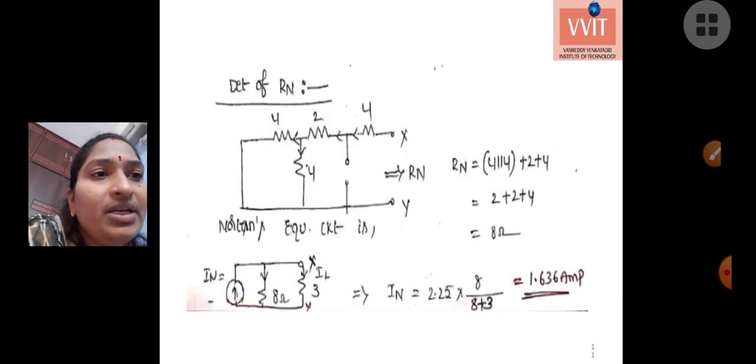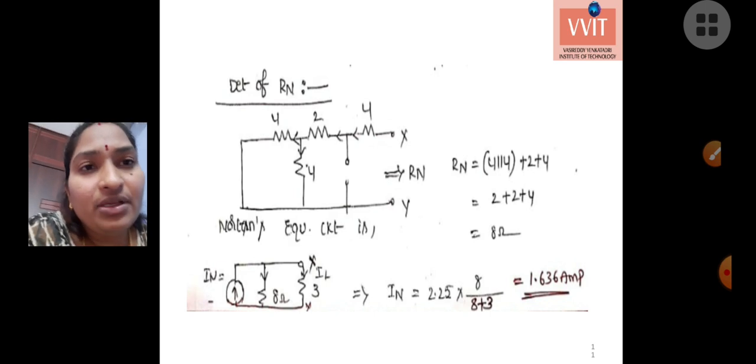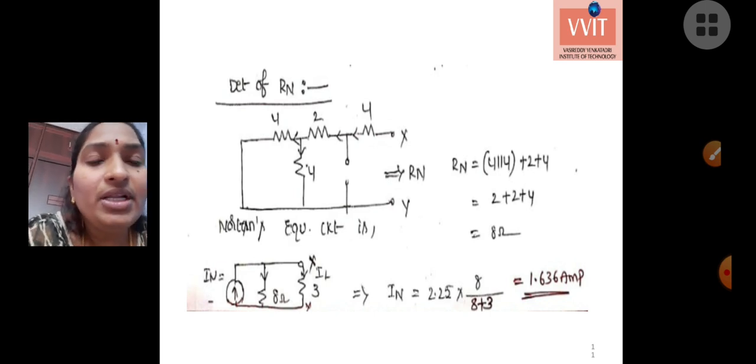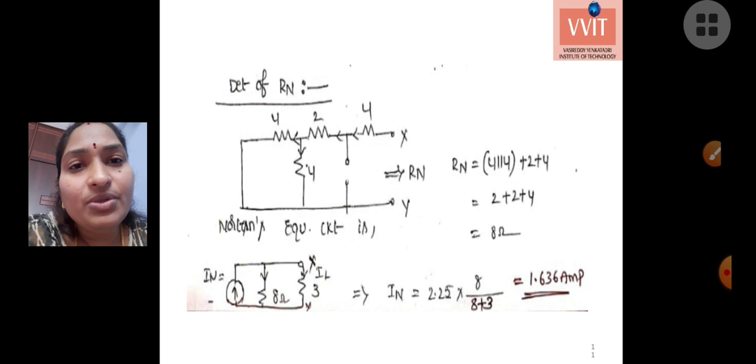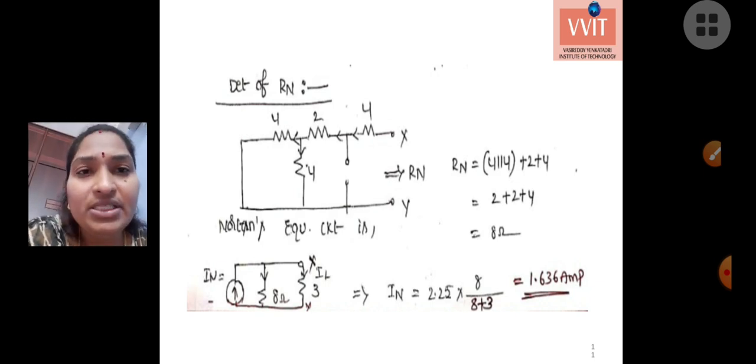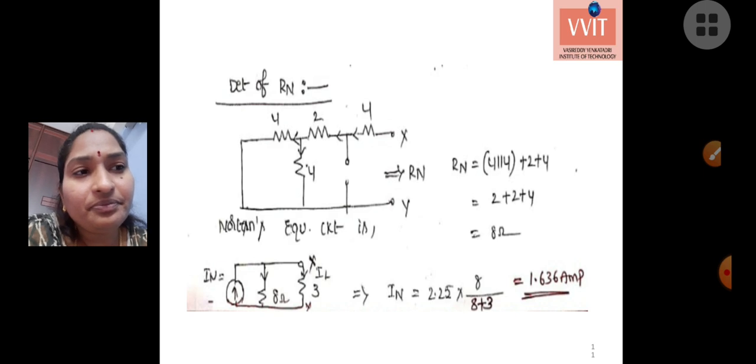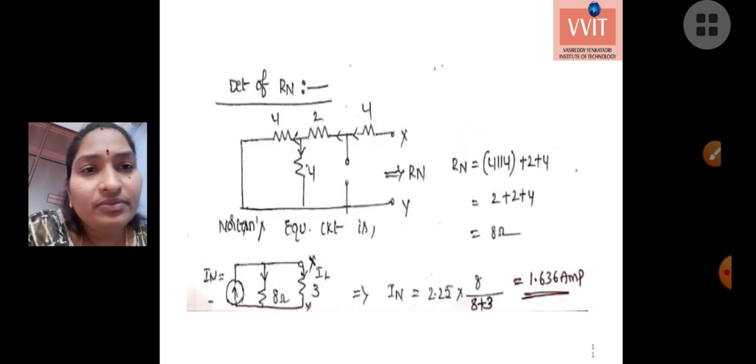So like this we can calculate Norton's current and Norton's resistance. Simply, we can apply this Norton's theorem to any DC networks. Thank you.